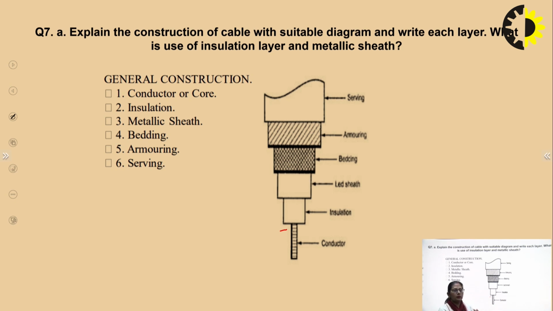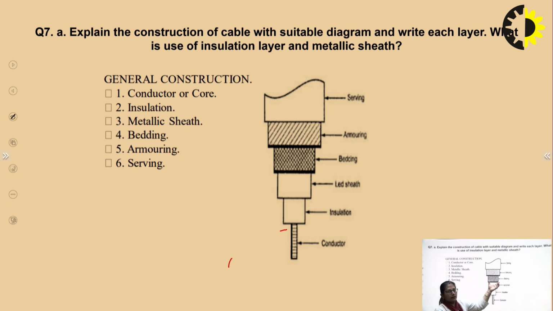It can be provided with PVC as well. Then the lead sheath, that is a proper sheath of lead. It is generally a metallic sheath which is provided for better mechanical support and to protect the cable from external factors like fire hazards or moisture from the air, right?